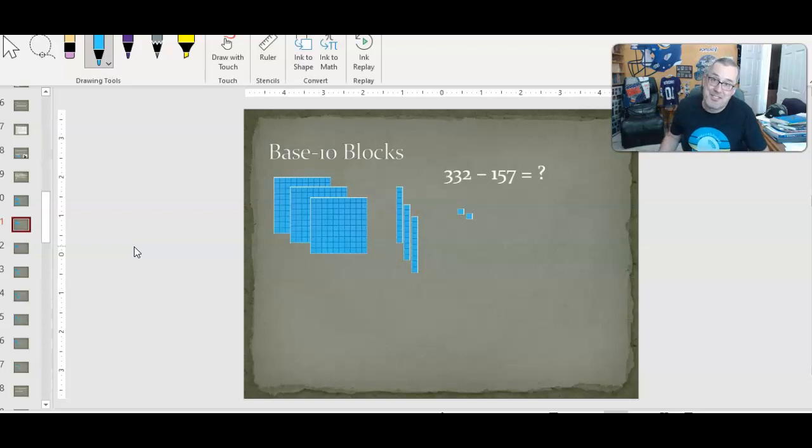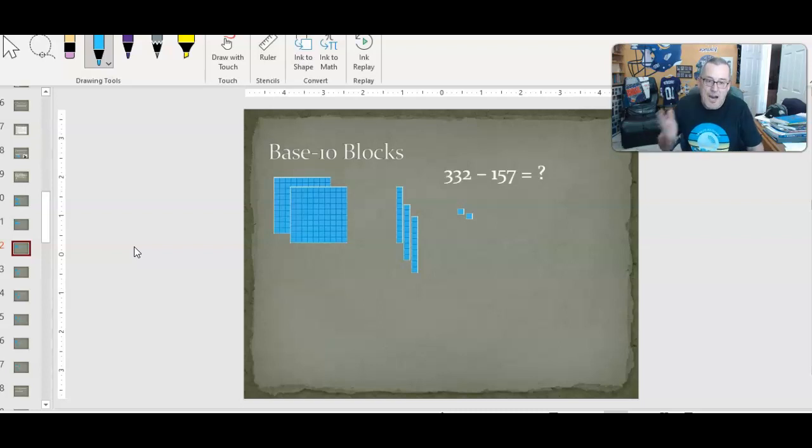Again, I can make up a statistic if you want, but a large percentage of students, from actual young learners to my MAT256 students, often start with this. All right, 332. We're going to take away 157. Guess where they start? They take away the big ones first. They first take away 100. So now 332, take away 100, we're down to 232.